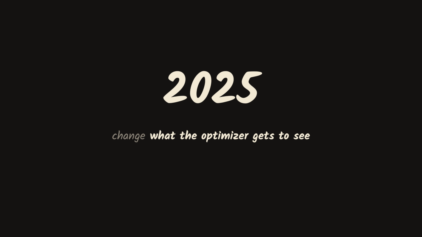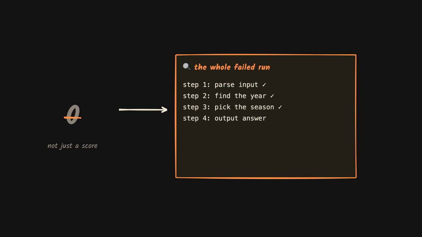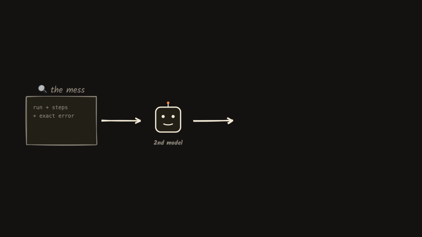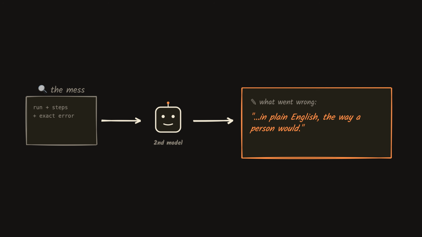So in 2025, the same crew changed what the optimizer gets to look at. Don't hand it a score, hand it the crime scene, the whole failed run, every step the model took and the exact error it hit. Then point a second model at the mess and tell it to read the whole thing and write down what went wrong, in plain English, the way a person would.